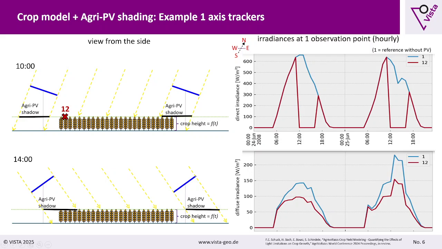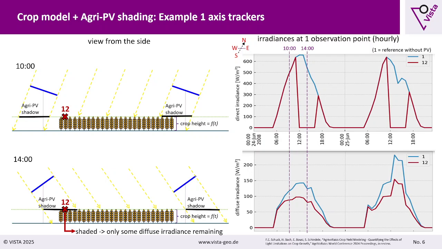How does this affect the crop model? When observing one point in the field, you can see that the direct irradiance changes with agrivoltaic shading. In this example, we look at a point located 120 centimeters next to the PV module center. At 10 a.m., the observed point is not shaded. At 2 p.m., it's completely shaded. The diffuse irradiance is also slightly reduced due to PV modules partially blocking the sky.